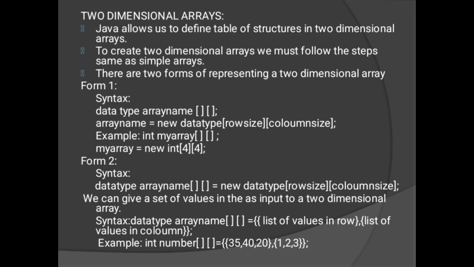The declaration is data type array with two subscripts, that means array name equal to new data type of row size, column size. Example, int myarray subscript subscript, myarray equal to new int 4 4. Second form is data type array square brackets equal to new data type of row size, column size. We can give a set of values as input to the two-dimensional array. Syntax is below.